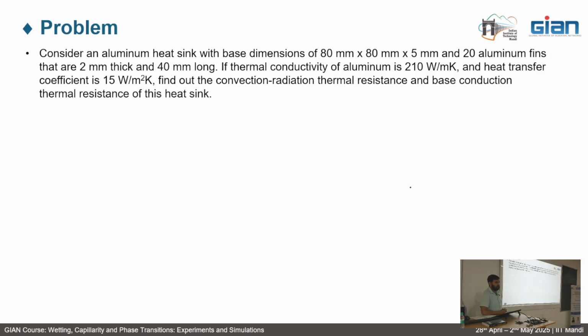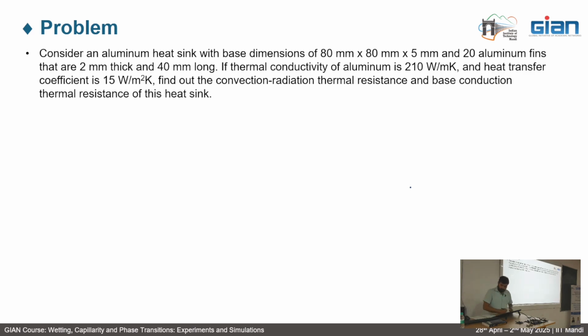If the thermal conductivity of aluminium is 210 watt per meter Kelvin and the heat transfer coefficient is 15 watt per meter square Kelvin, find out the thermal resistance because of the convection and radiation and the base conduction thermal resistance of this heat sink. So we have to find first the value of R, the thermal resistance because of the convection and radiation, and then the base conduction thermal resistance. So what is the thermal resistance of the base of this heat sink that we have to find out.